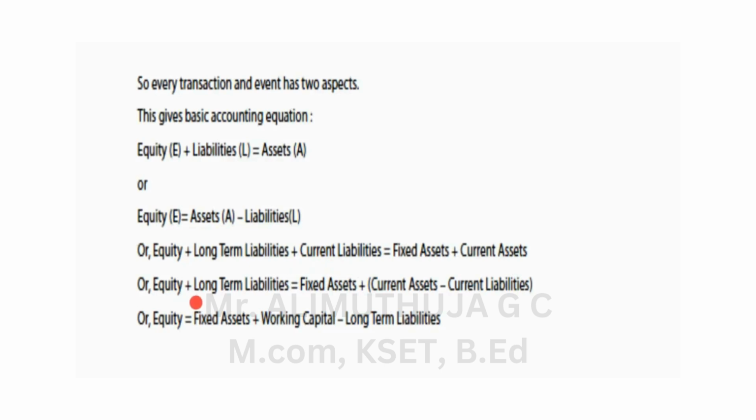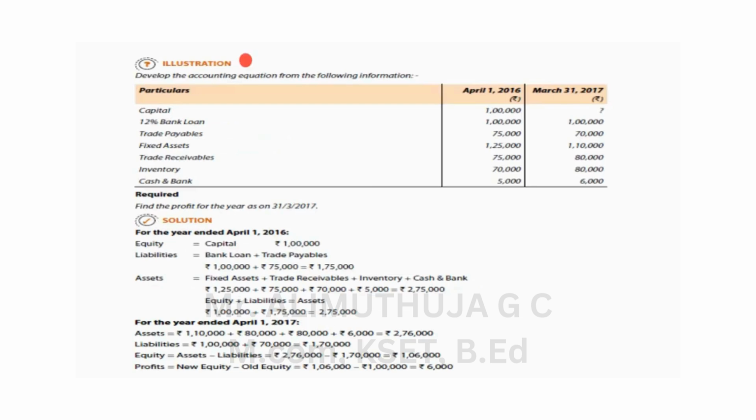Or equity plus long-term liabilities equals fixed assets plus, within brackets, current assets minus current liabilities, which is nothing but working capital. Or equity equals fixed assets plus working capital minus long-term liabilities. That's why this concept is also called the accounting equation concept. Now we apply the dual aspect concept to this illustration to find the required information.